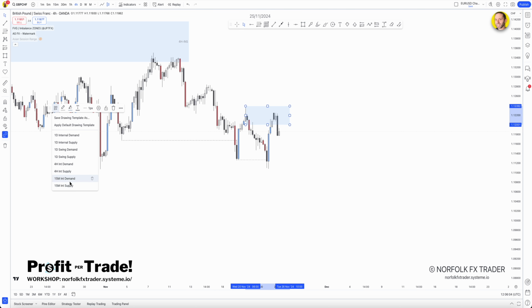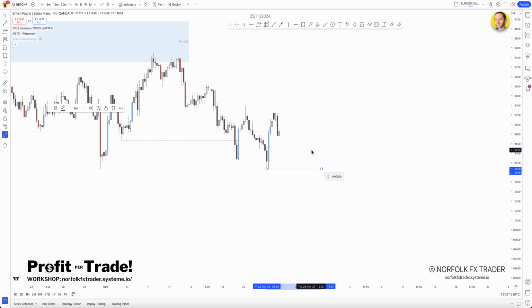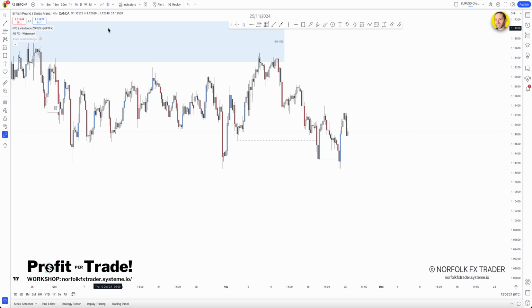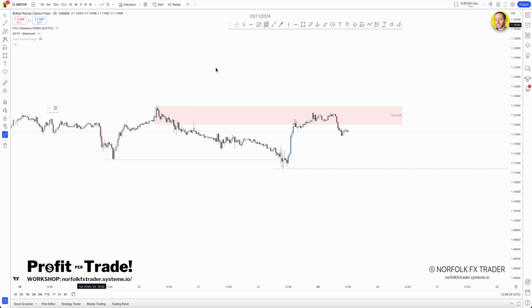And this is going to be that 30-minute area of supply. That's my last break of structure. I'm going to mark out. That's going to be my weak potential low. So we're looking for price to continue down with that structure. So we've come out of this area of 4 hour, dropping down now to 30-minute.